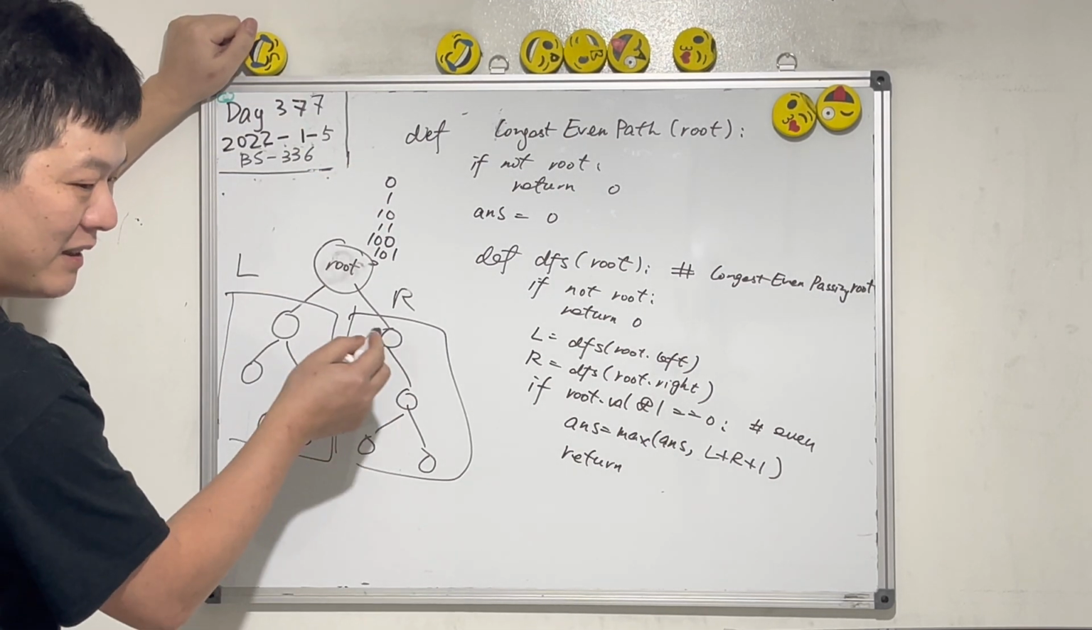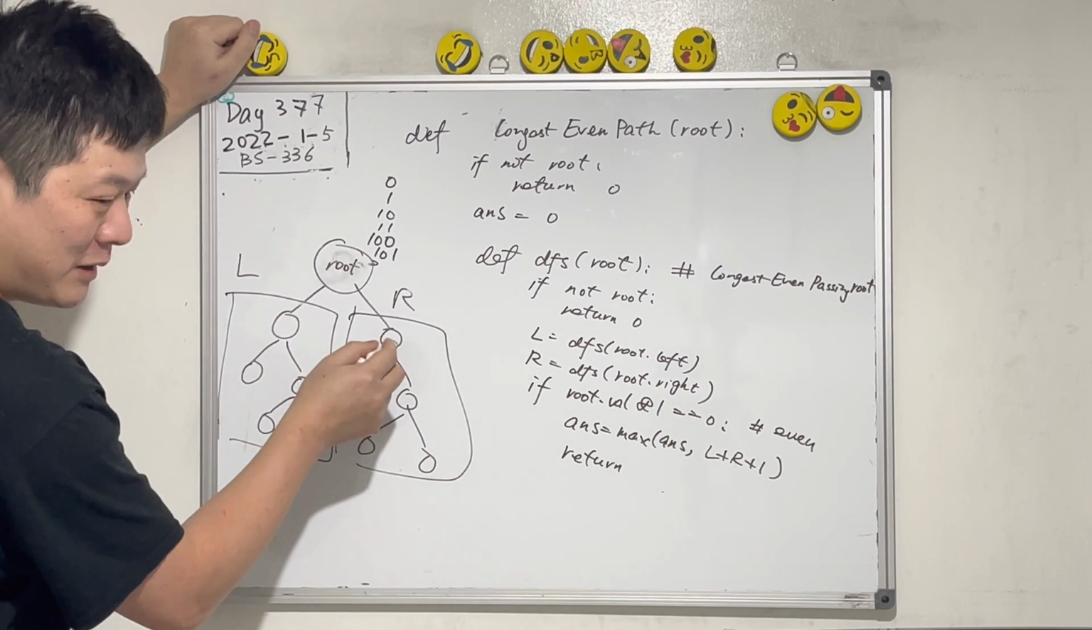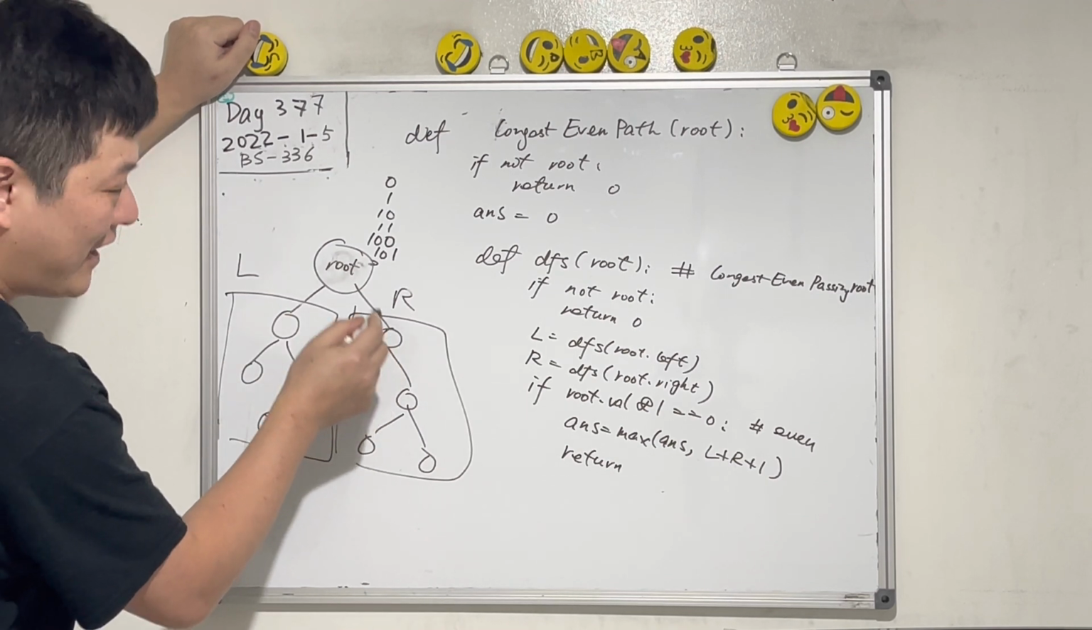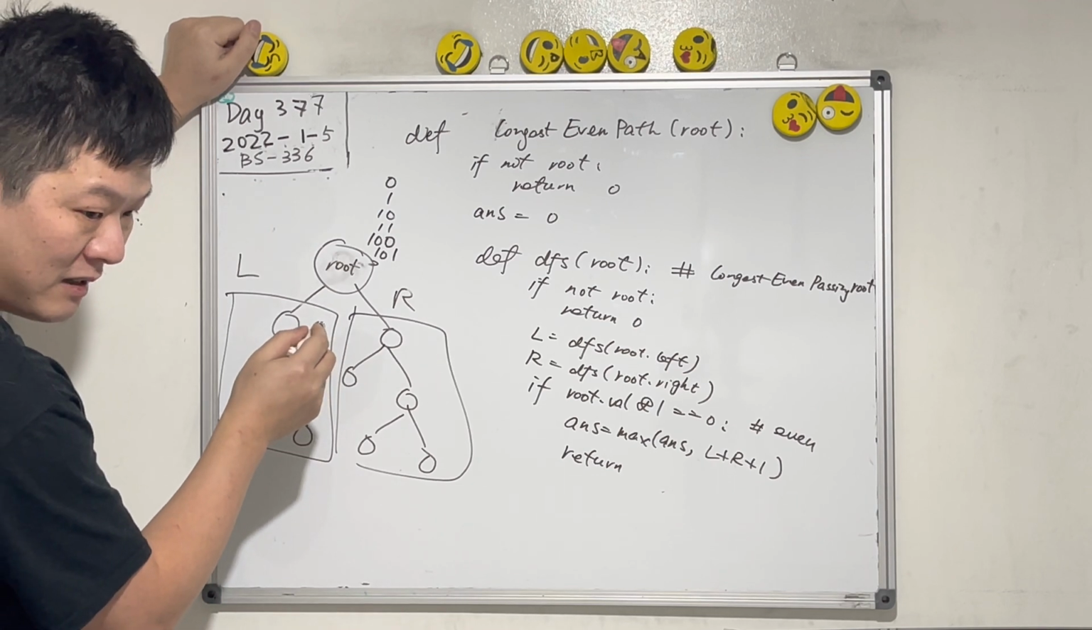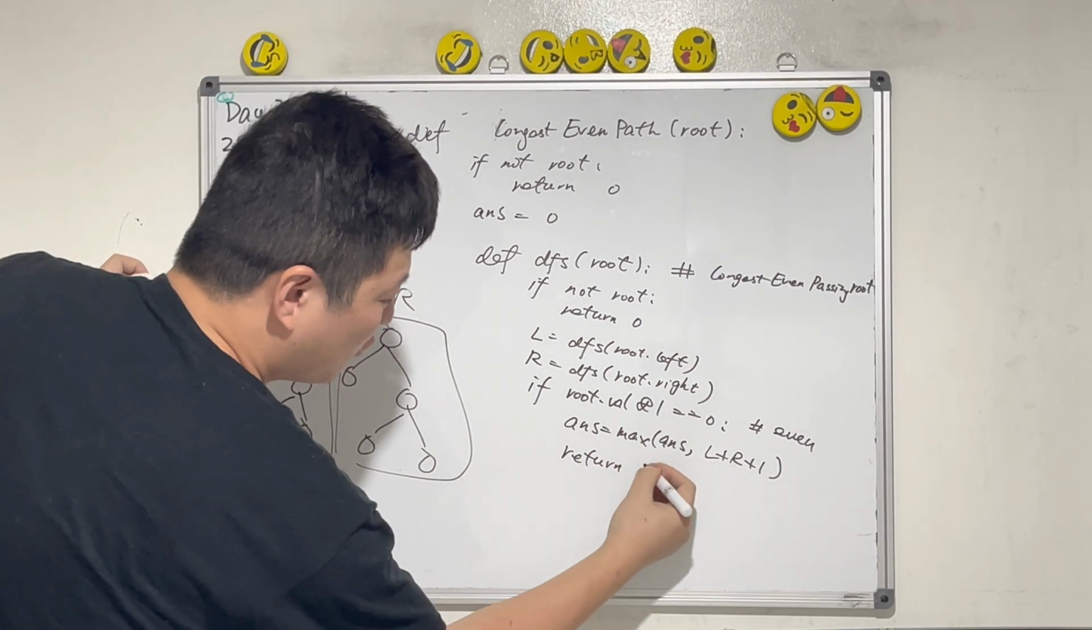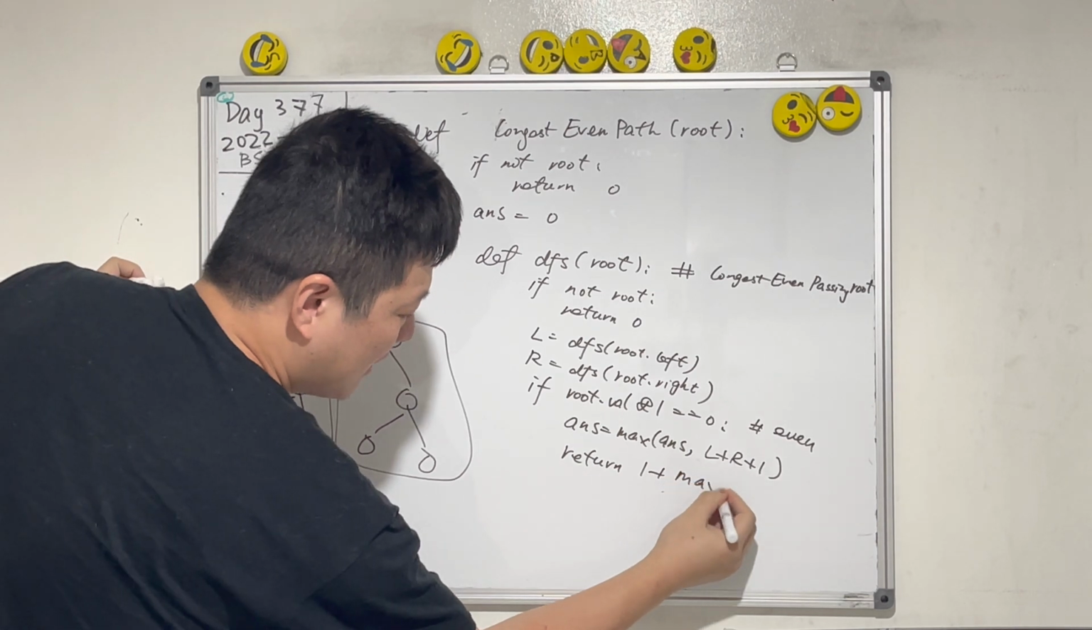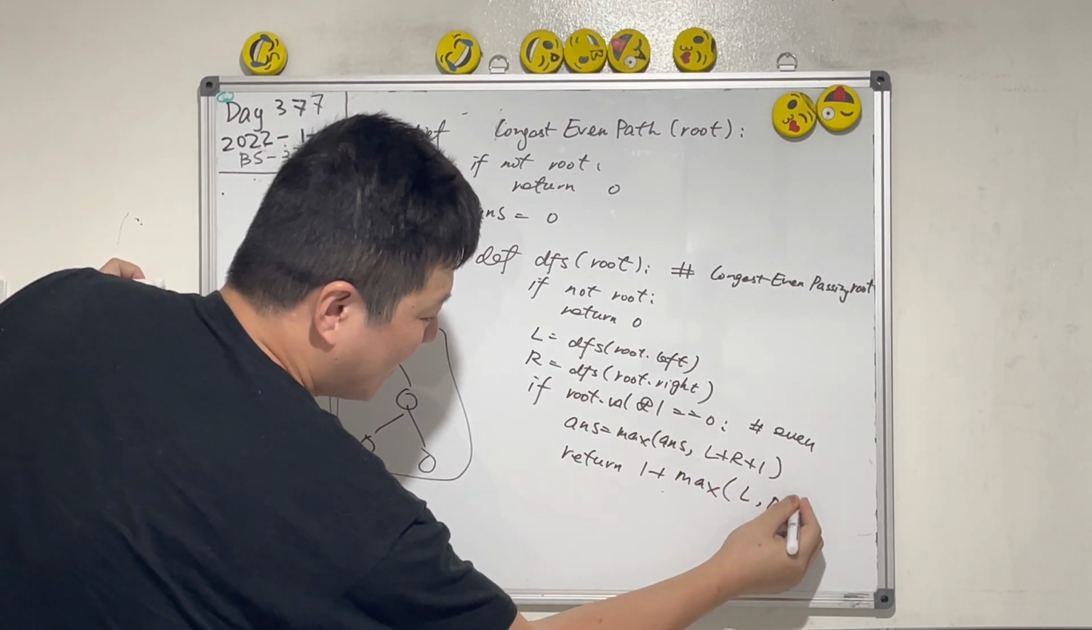Which part is bigger? I need to compare which part is bigger, and then I need to plus 1, right? So return 1 plus the maximum of left and right, okay?